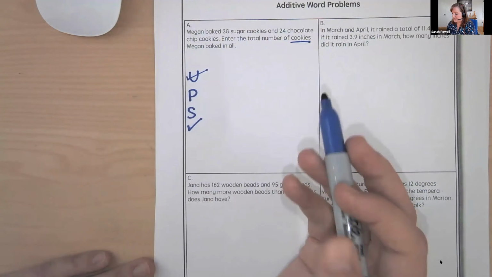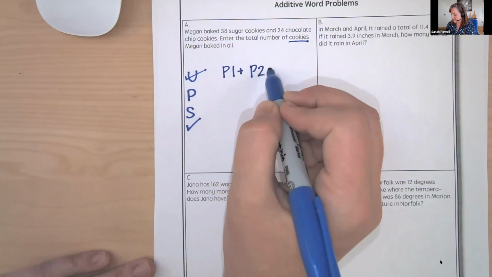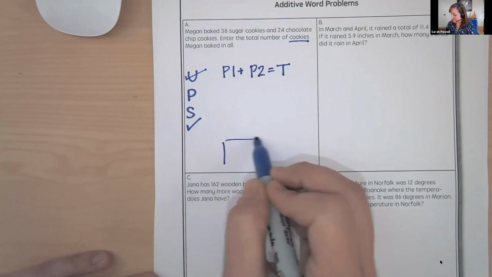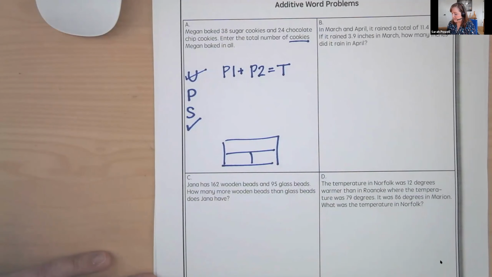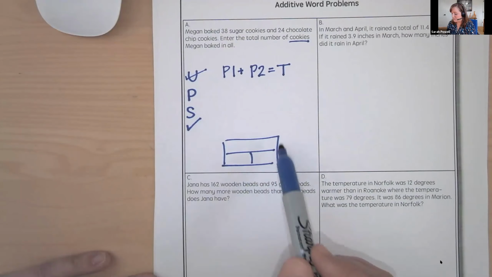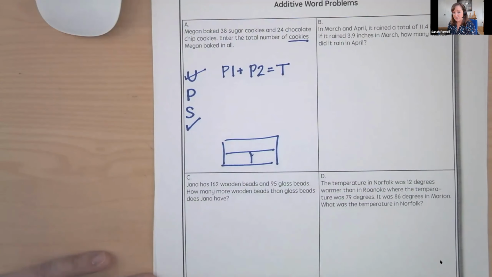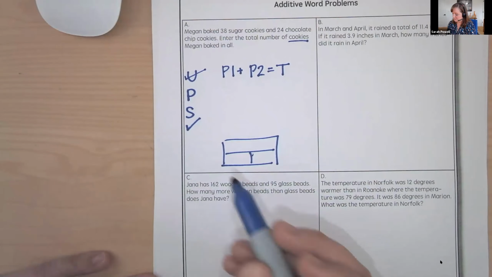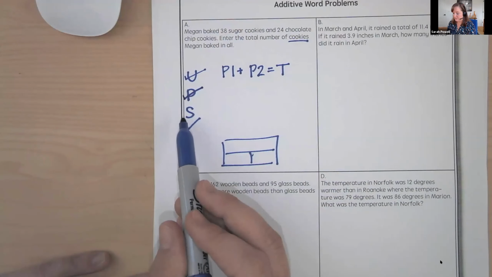So my plan is to solve this as a total problem. Remember I talked about that total equation, P1 plus P2 equals T. I could also then quickly draw, if I wanted to, my total graphic organizer. But the idea is that once we identify what the schema is, we go ahead and either write the equation or draw the organizer so that students can remember to solve this part of the problem as a total problem. So I've got my plan. Now it's time to solve the problem.